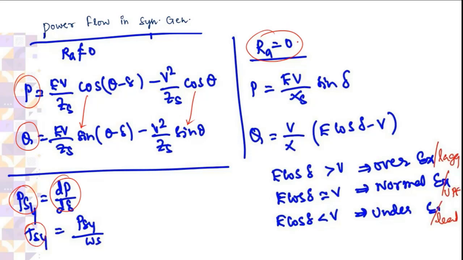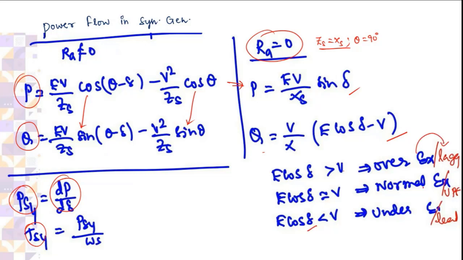If the armature resistance is 0, then the synchronous impedance is equal to synchronous reactance, and theta is equal to 90 degrees, because only reactance is present now. So if you replace it, then the active power will be converted to EV by X into sine delta, and reactive power will look like this: V by X into (E cos delta minus V). Remember, E cos delta greater than V means the induced EMF is greater, so over excitation. Induced EMF lesser is under excitation.